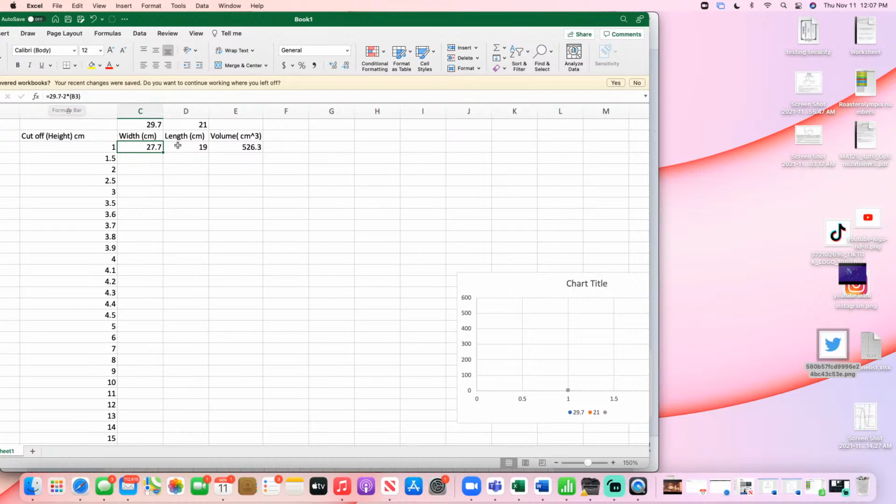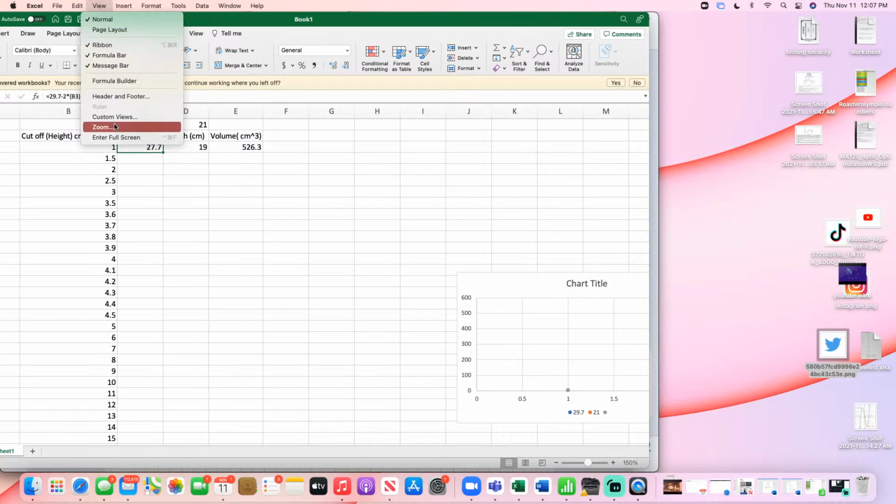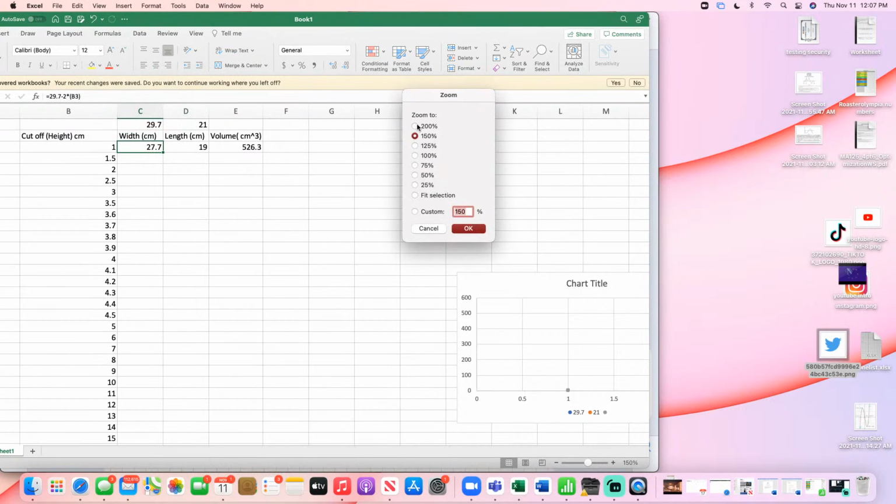You remember? Okay, so Excel can do the calculation for you. Do you remember that? You just do equal sign and equal to 29.7. So let me see if I can make it bigger. Let's zoom in to maybe 200.